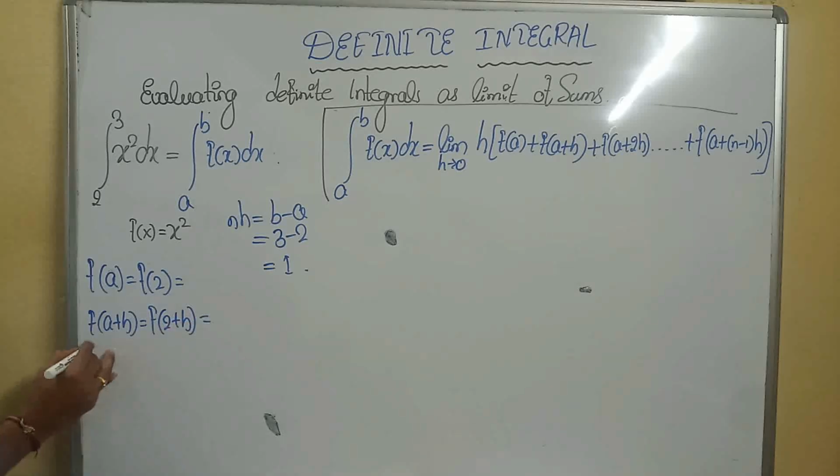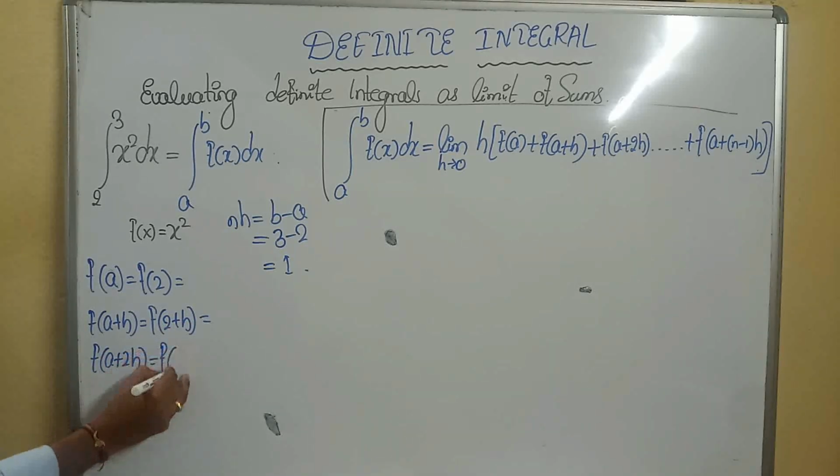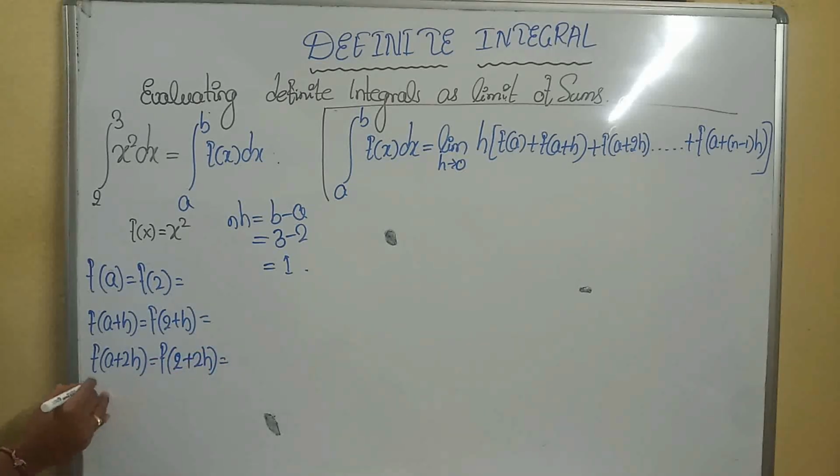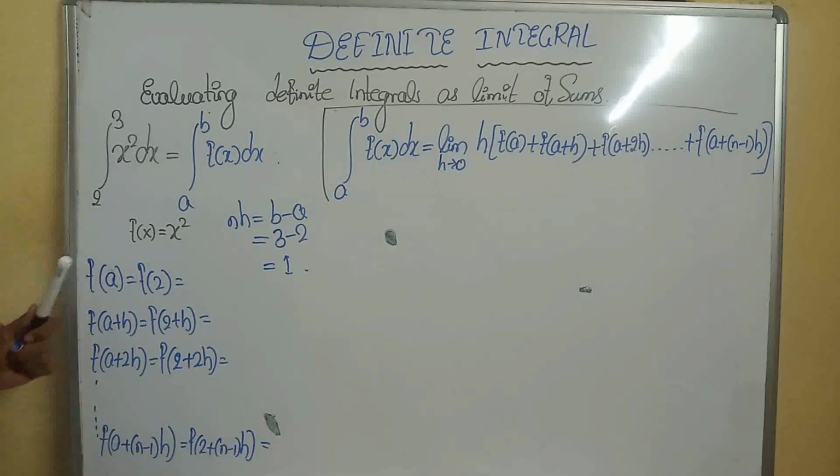Got it? After that, f of a plus 2h, it will be f of 2 plus 2h. Like that, I need to define f of a plus (n minus 1) into h. It will be f of 2 plus (n minus 1) into h. Okay, concentrate on the board.